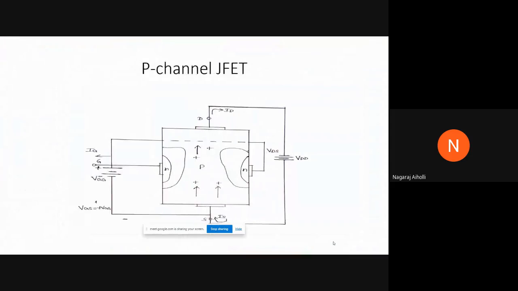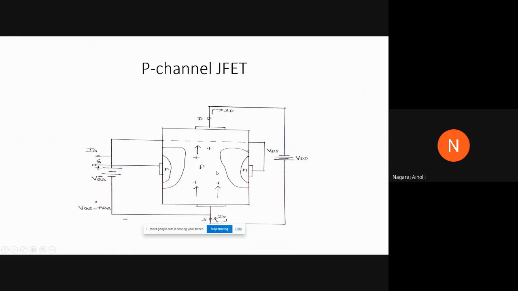Good morning, students. In the last class, we discussed the construction and working of P-channel JFET. Today, I'll be starting with the working of P-channel JFET. As you can see in this figure, the name itself indicates that it's a P-channel JFET. It means the intermediate channel here is P-channel, and on either side it is N-channel. So the intermediate channel is P, which is sandwiched between two N layers. So it is a P-channel JFET.